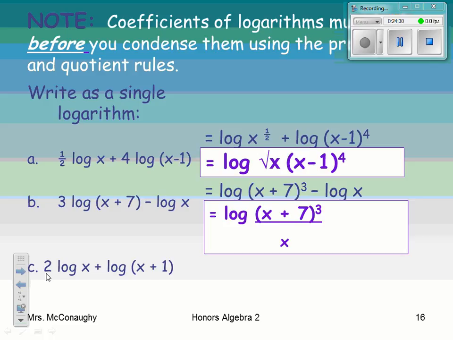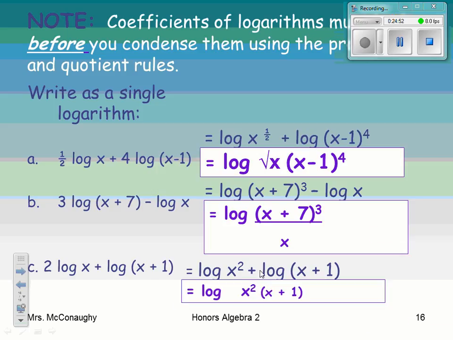All right, letter C. I got to move the 2 first before I can do anything. So I've got log of x squared plus log of x plus 1. Now I have addition, so when I squish it together, it's going to be multiplication. So it's going to end up being log of x squared times x plus 1.